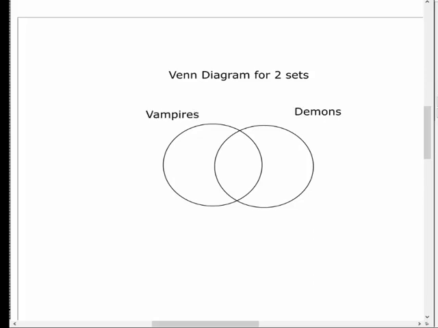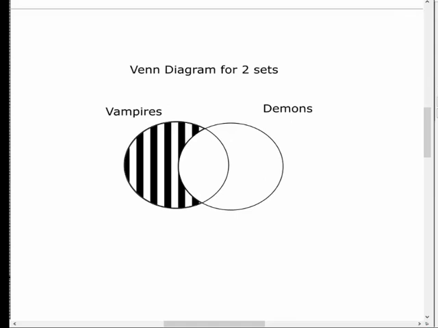Now, suppose I shade this region, region 1. Think of a way to express the information that would represent without referring to the diagram. Refer instead to vampires and demons. And remember that region 1 represents the set we previously noted was V minus D, vampires minus demons. That is to say, vampires that are not demons.